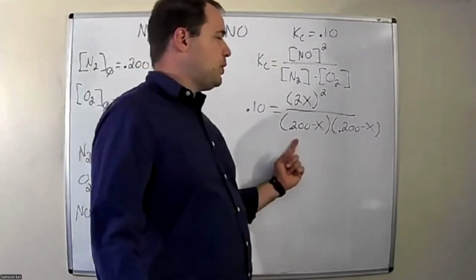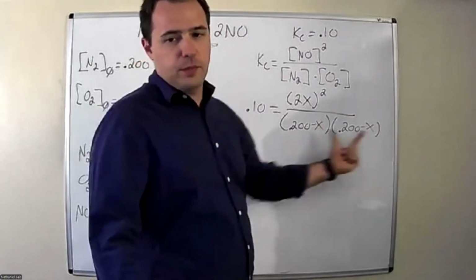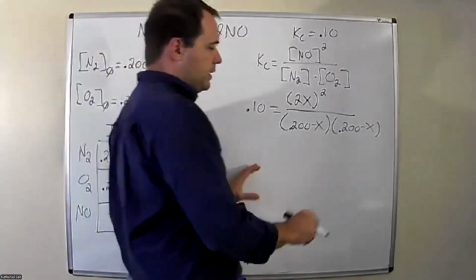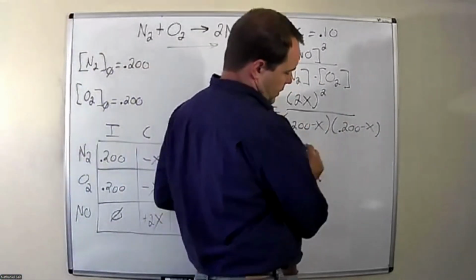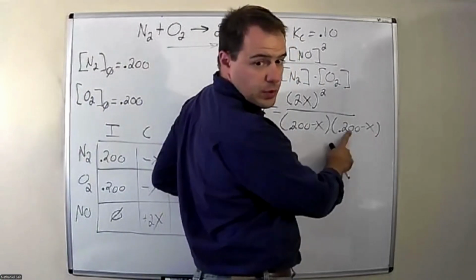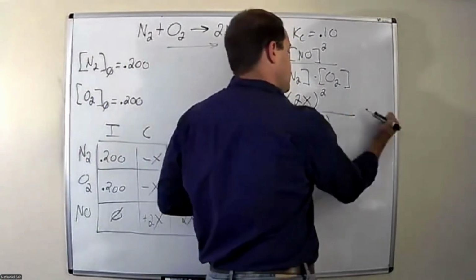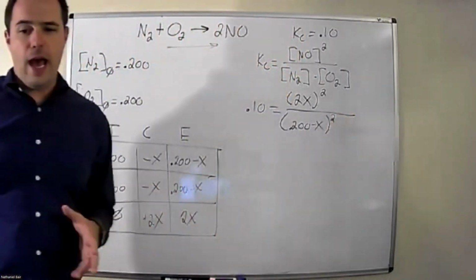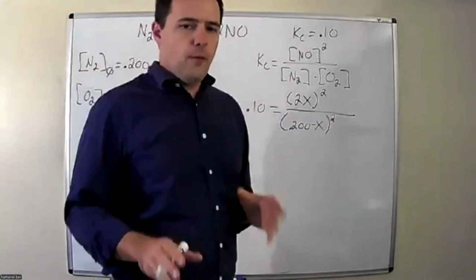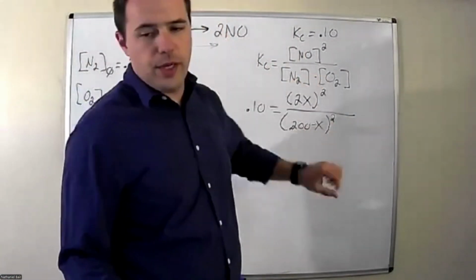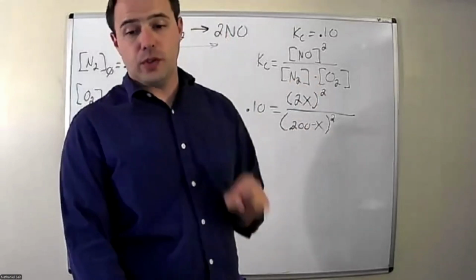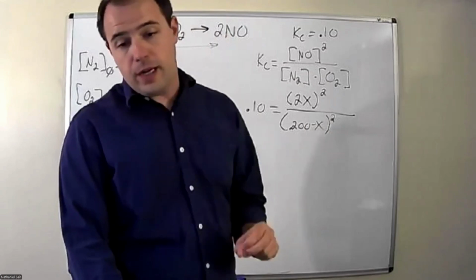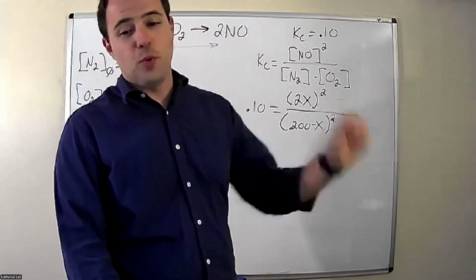In the last problem, we actually rewrote it as two separate functions like this. But what I actually want to do is combine these. 0.200 minus x times 0.200 minus x. That's really 0.200 minus x squared. And now what I have is what's called a perfect square. Folks, if your numerator and denominator are both squared, it's a perfect square, and we can take an amazing shortcut, eliminating a quadratic and just getting us back to algebra 1.